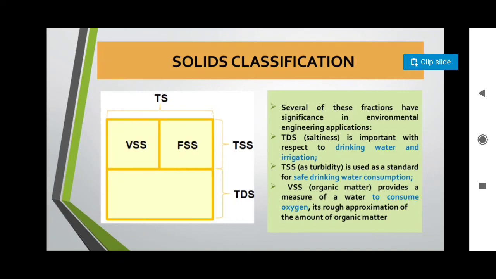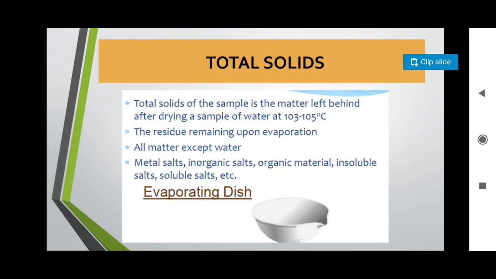VSS, that is the organic matter, provides a measure of the water's tendency to consume oxygen, right? Because this is the organic matter which will be eaten up by the bacteria. So the more organic matter present in a water sample, the more oxygen the bacteria require to disintegrate it, right? So it's a rough approximation of the amount of organic matter. So this is also important, right?